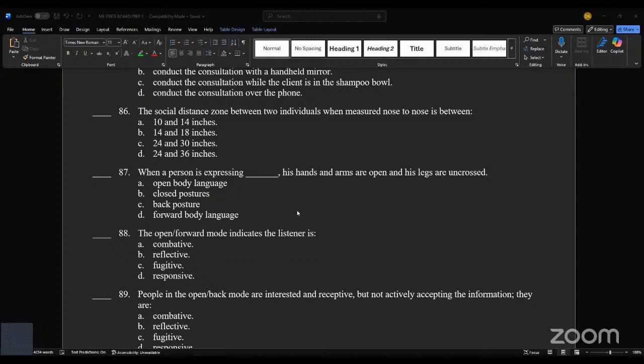87, when a person is expressing blank, his hands and arms are open and his legs are uncrossed. 87 is A, open body language. When a person is expressing open body language, his hands and arms are open and his legs are uncrossed. They're very welcoming. Okay. 88, the open forward mode indicates the listener is combative, reflective, fugitive, or responsive.